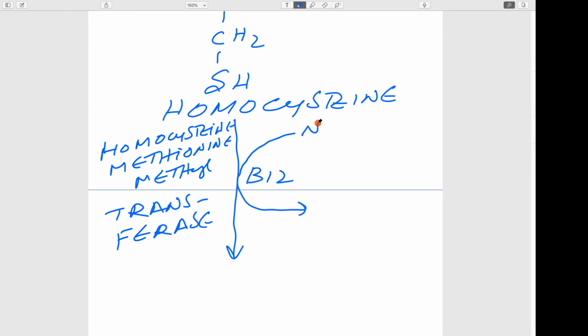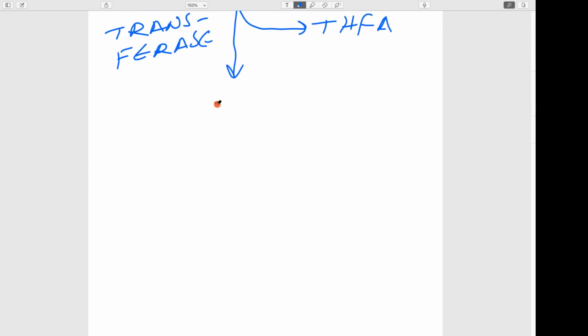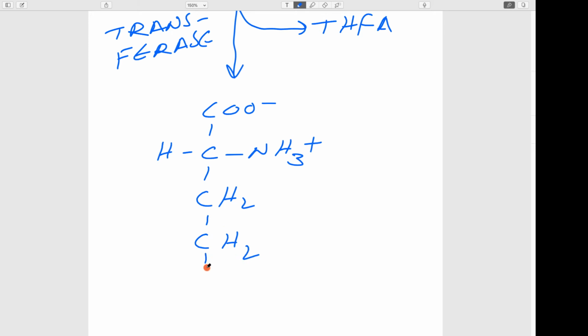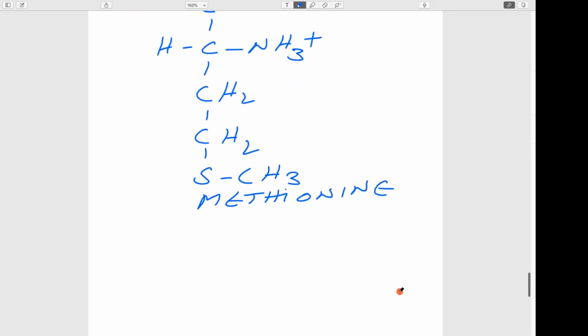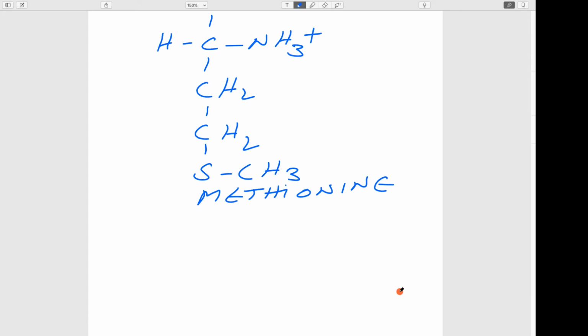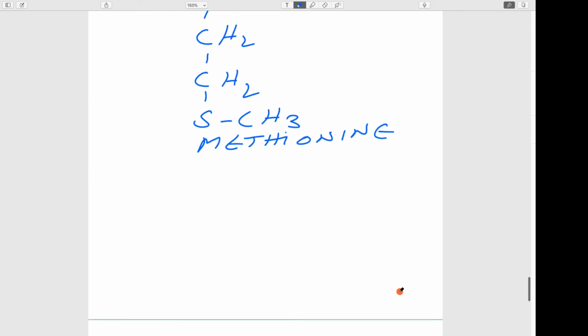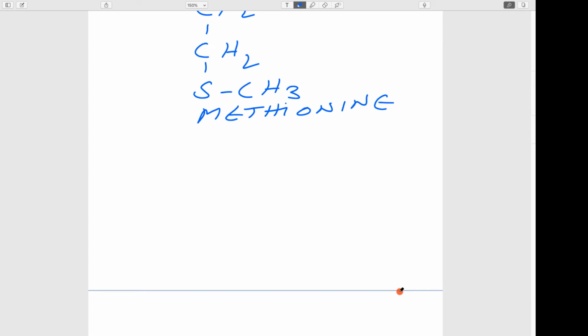This reaction can only take place in the presence of B12. The reason is that N5-methyl THFA is converted to THFA, which leads to formation of methionine. Here this is methionine. This is one of the very important reactions where the folate coenzymes are involved. As I said, formation of N5-methyl THFA is an irreversible reaction that was discussed in the previous session.